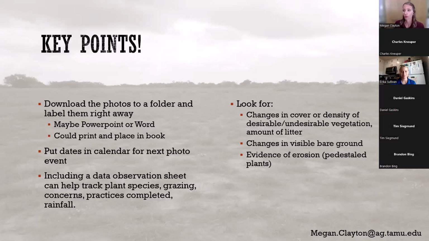And then you're looking for those evidences of erosion, like we talked about, like the pedestaled plants, or where you can visually see that a rill or something is being created. So those are the key points to creating nice photo points and having them usable and efficient for managing properties and making decisions based on them.